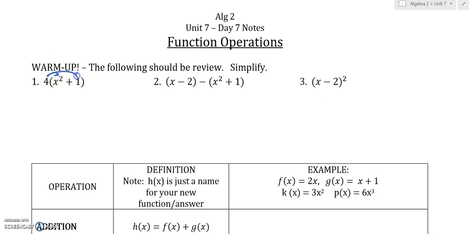Problem 1, I am going to distribute the 4 to the inside of the parentheses. When I think about distributing, it's kind of like multiplying. So I end up with 4x squared plus 4, and there's my simplified form.